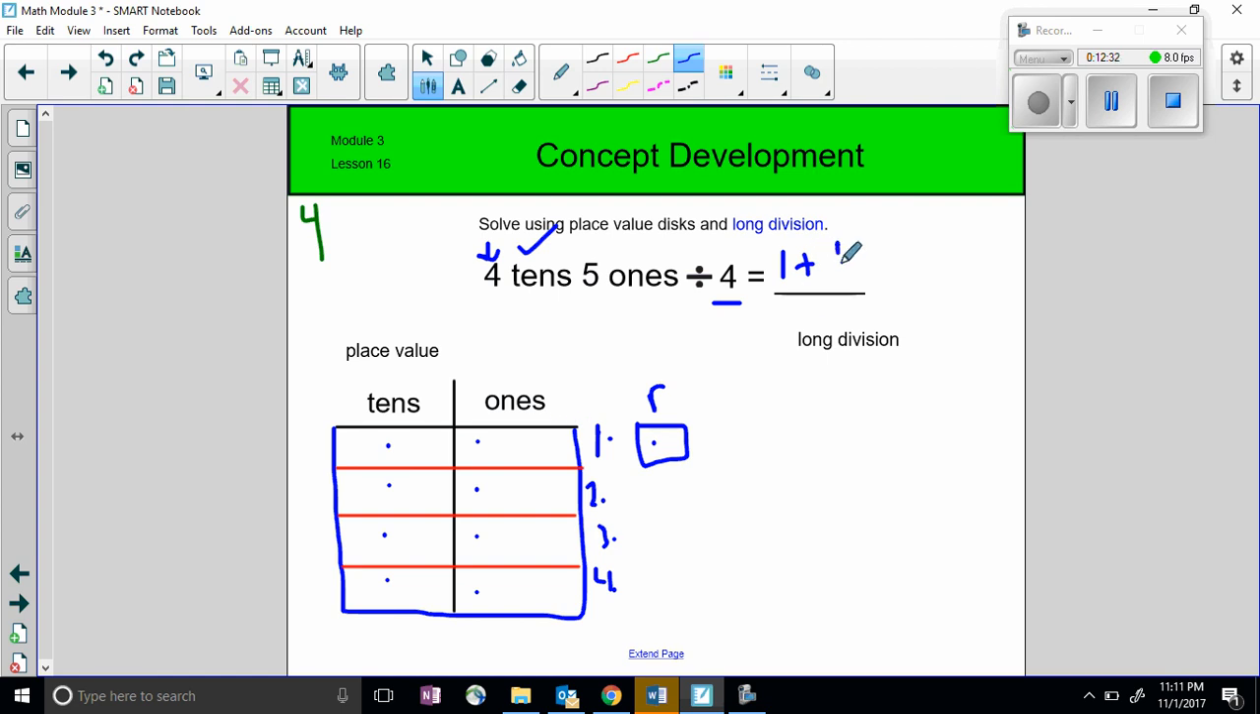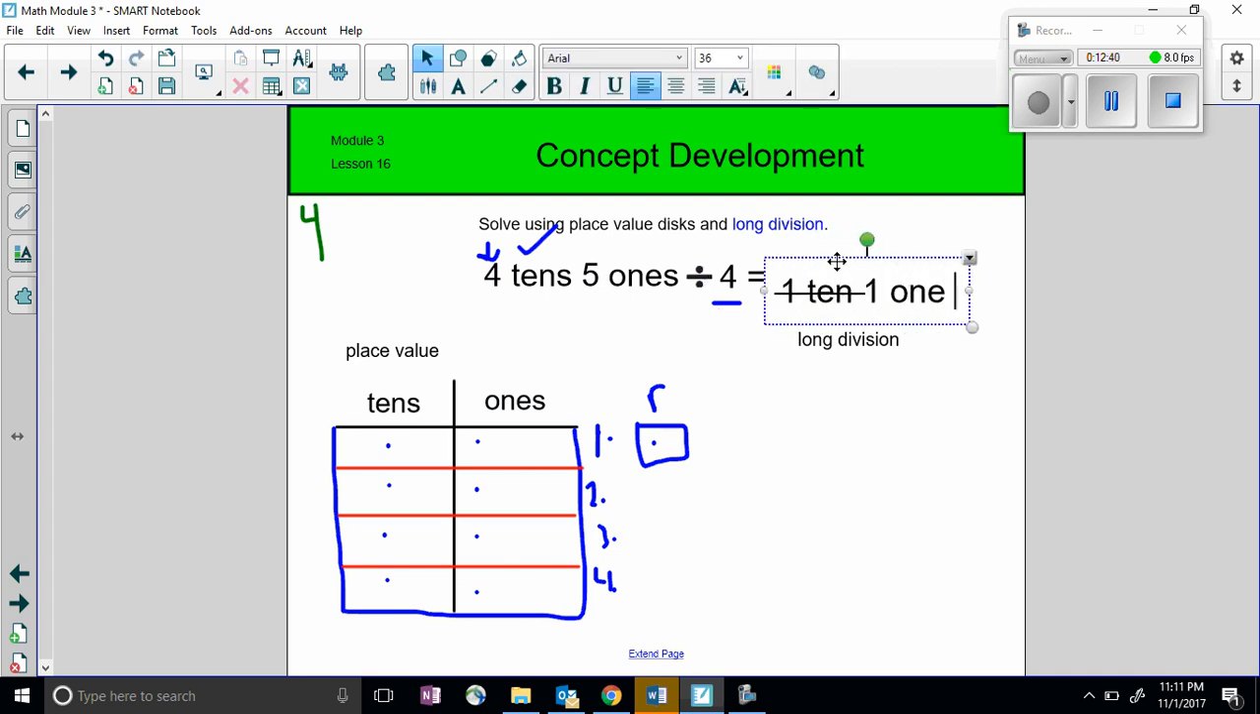1 1. That looks like a plus sign. So you know what? I'm going to type it out. 1 ten, 1 one, with a remainder of 1.